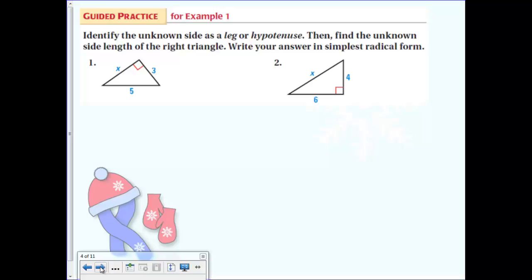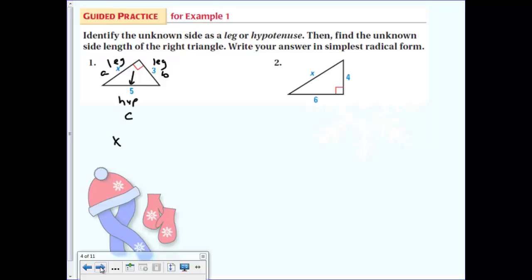Leg or hypotenuse? It's a leg. Here's another leg. This would be my hypotenuse because it's across from the right angle. So label it your C. So this is my C. Here's my A. Here's my B. Fill in your blanks.